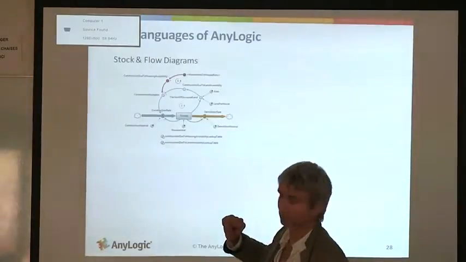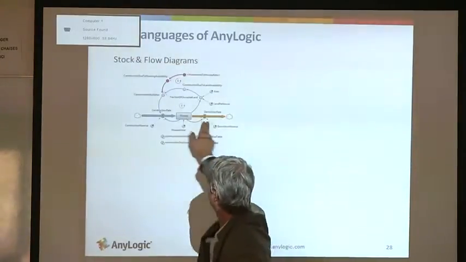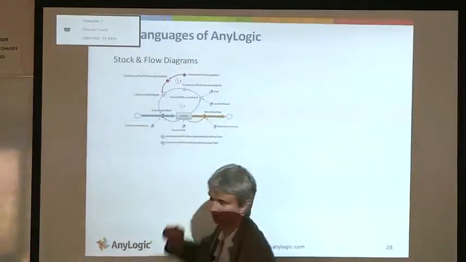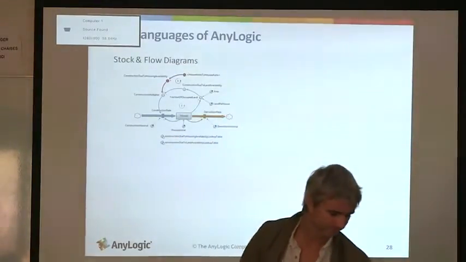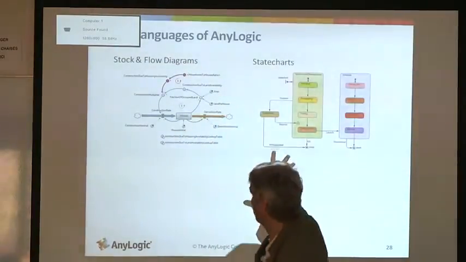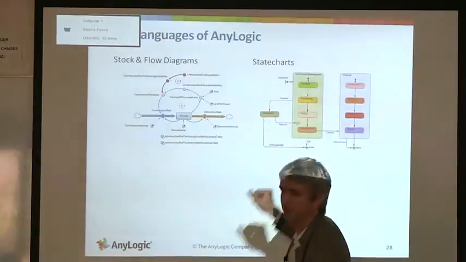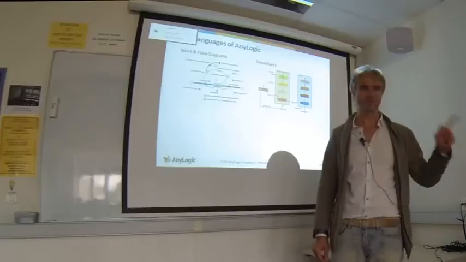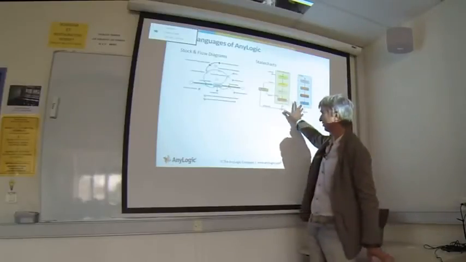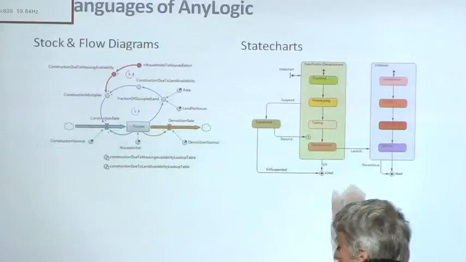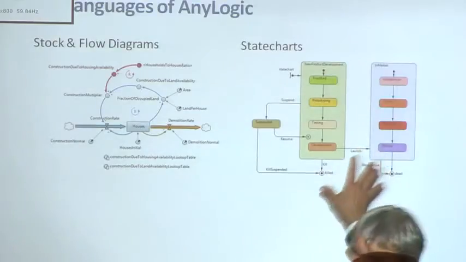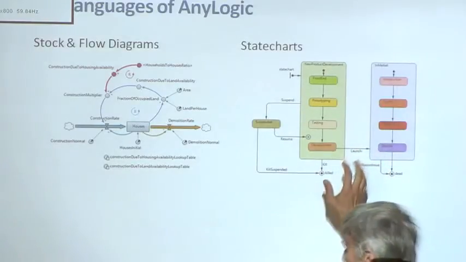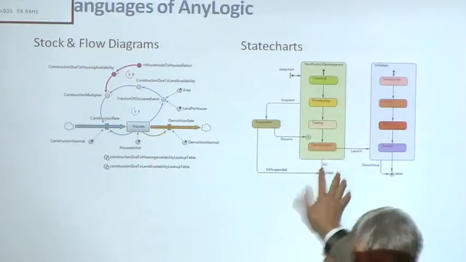Stock and flow diagrams used for system dynamics. Stocks, flows, variables, feedback loops. Visual language. Language of state charts. We haven't touched that yet. By the way, is anybody familiar with state charts? One, okay. This is the most used language for defining behavior of agents.